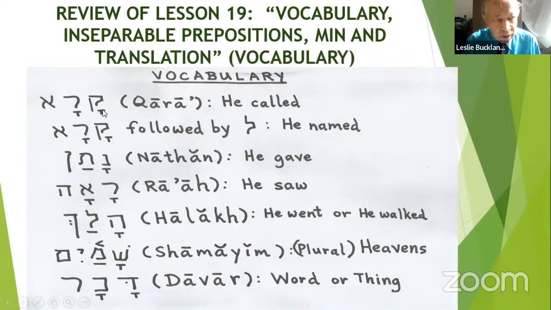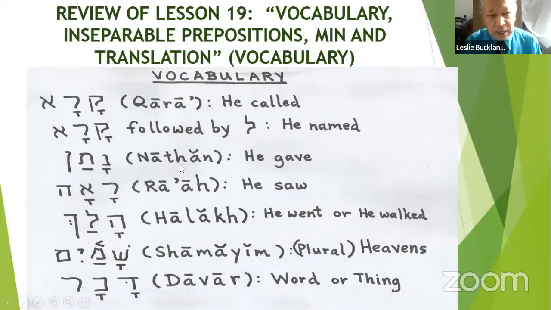Kara, Kof, Kames, Resh, Kames, Aleph. Q-A-R-A, Kara, and this apostrophe represents the letter Aleph. Kara, he called. And when Kara is followed by Lameth, Kara is translated as he named. So Kara followed by Lameth means he named. But Kara, which is not followed by Lameth, means he called. Nathan means he gave.